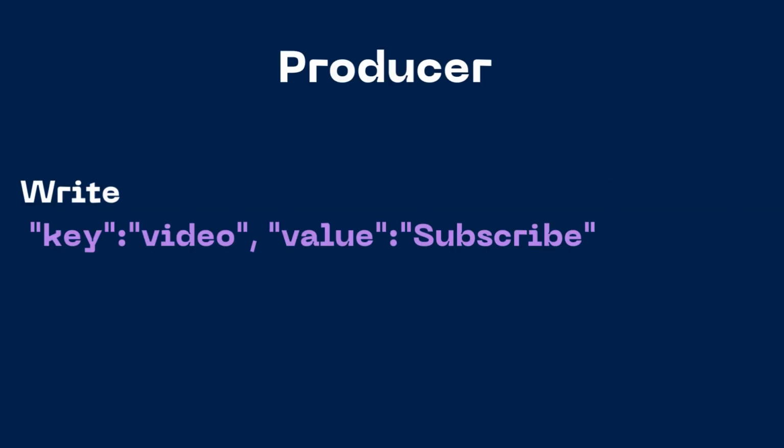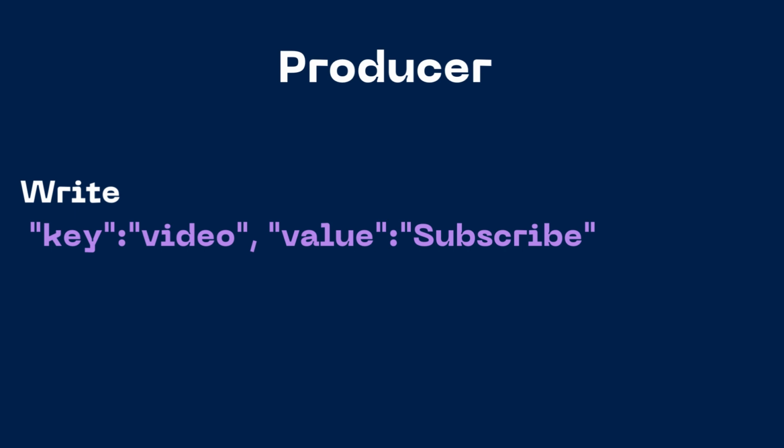Now, besides records, we need to understand the idea of a producer. When you hear the word producer or to produce in Kafka, it simply means writing one or more records, so this key value pair, to a specific topic. For example, in this case, we wrote a message with the key video and the value subscribe.